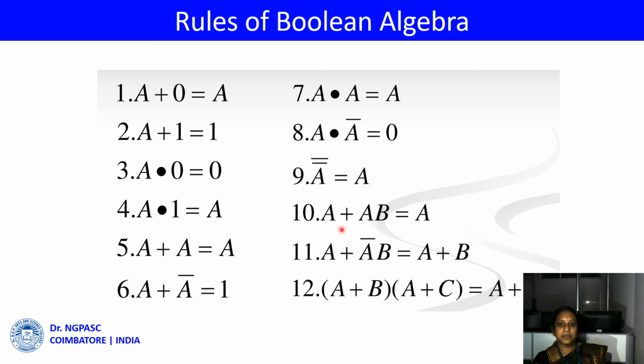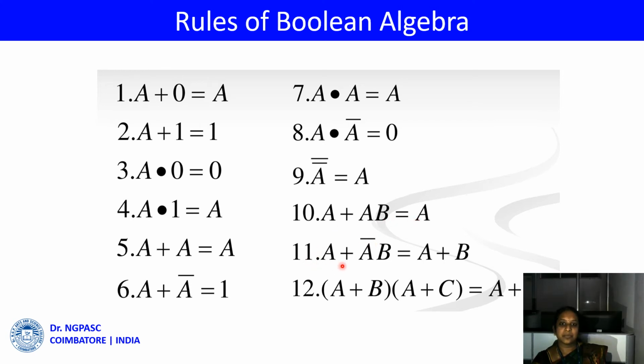Next is A plus AB is equal to A. In this also, if A is 0 and B is 1, 0 plus 0 into 1 will give you 0 here, which is equal to A. For 1 also, the case will be the same.